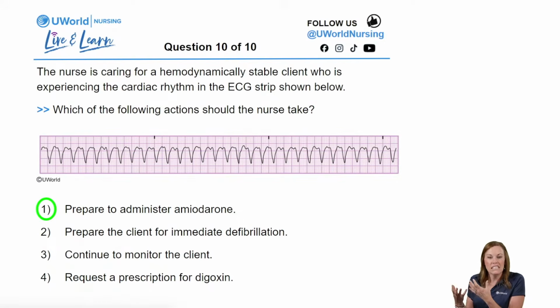And then we do need to take action, though. We're not going to just continue to monitor this client because we know V-Tach can transition into V-Fib. And then digoxin, V-Tach can be a side effect of dig toxicity, so we definitely don't want to do that. All right, good job, you guys.